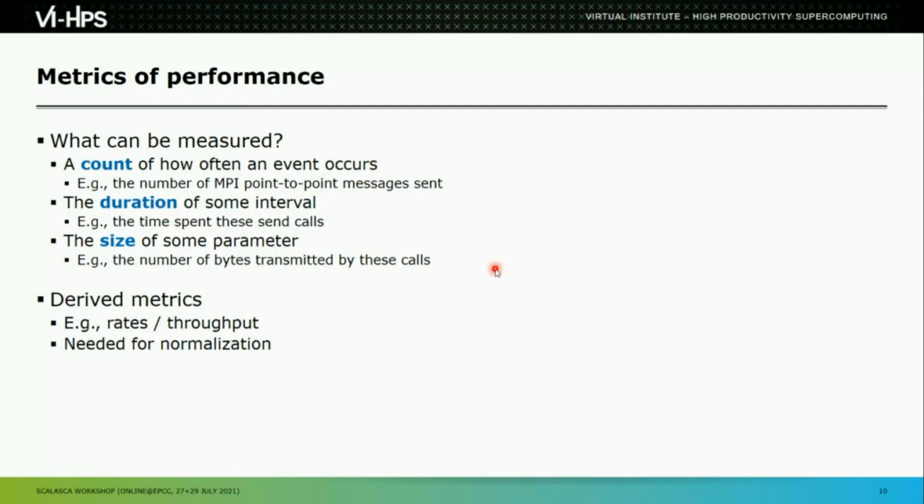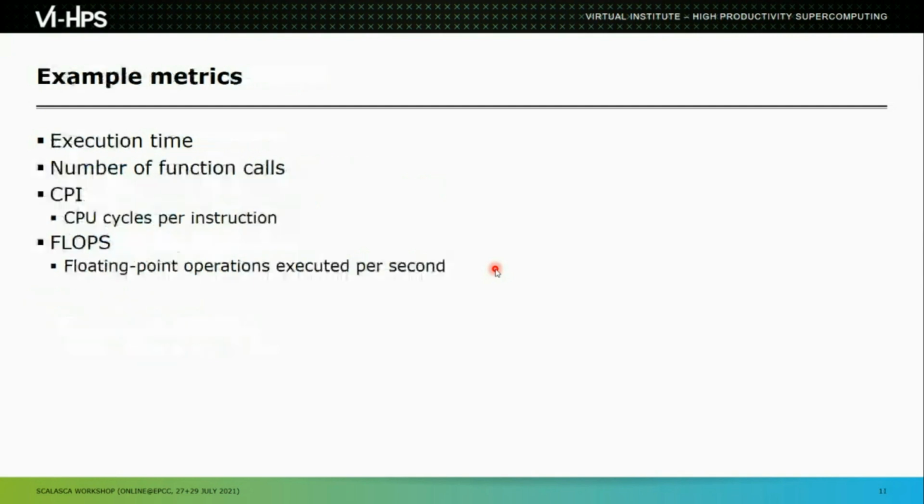From those basic measurements, we can derive additional measurements by converting things to rates: how many times a function is executed per second, how much data is sent per second, how many floating point operations are executed per second. So by normalizing things, we tend to get higher level metrics that might make it easier to compare what's happening on different processes, or different numbers of processes, different numbers of threads, or as we compare different systems.